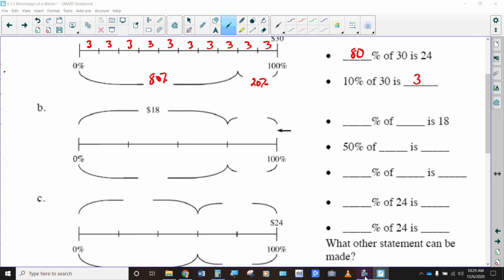Okay, go ahead and pause. I'm going to pause, and when I unpause, I'm going to have us go through every single one of these parts.